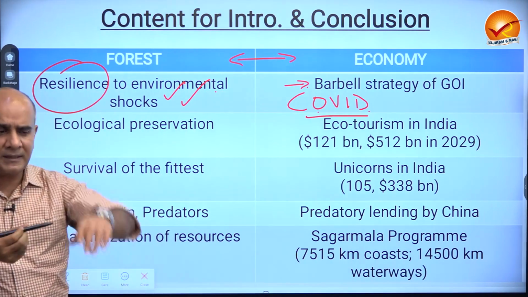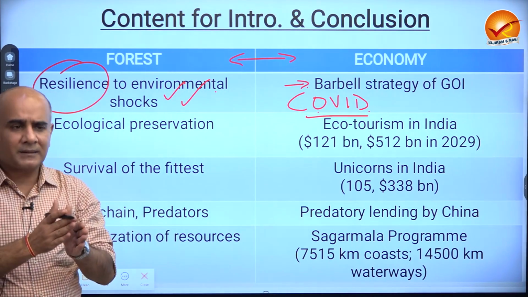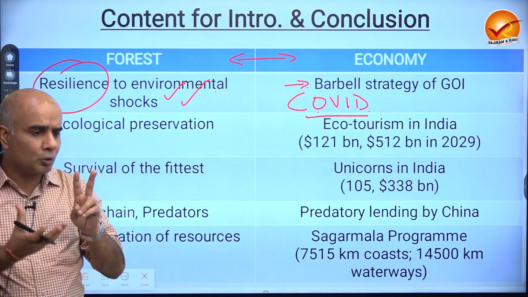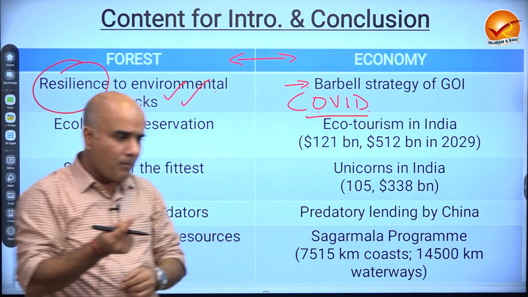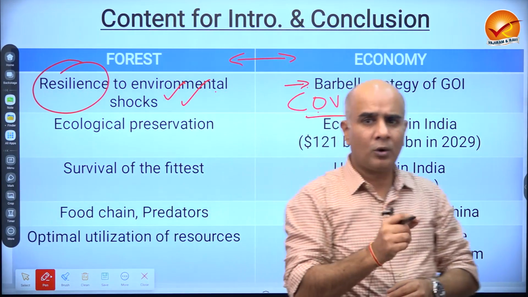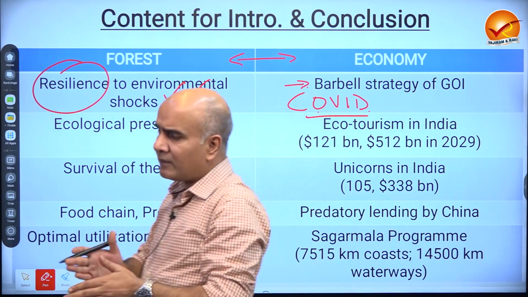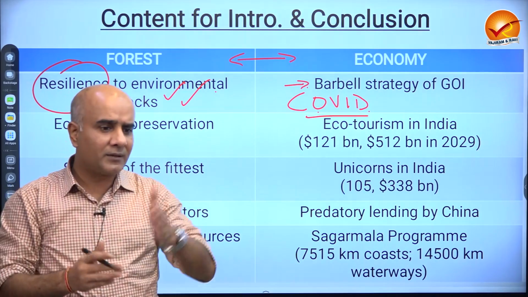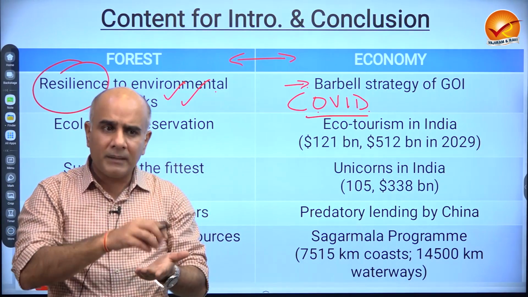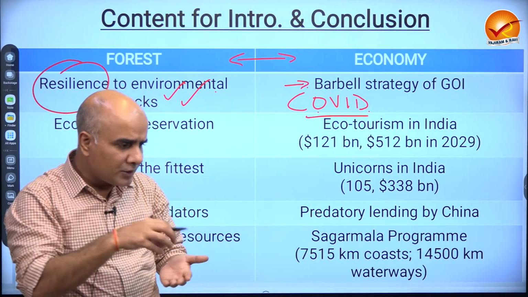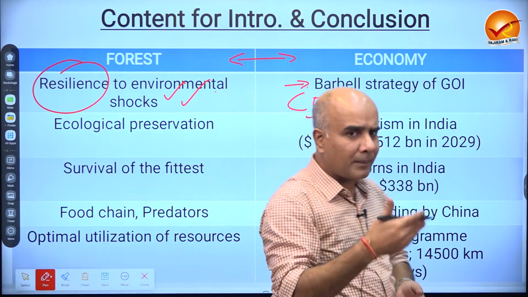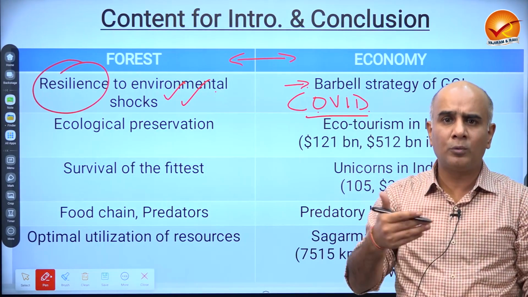What is a barbell strategy? Simultaneously, the government adopted two basic interventions. Number 1, we immediately imposed a very strict lockdown. Why did we do that? To ensure that we were able to save lives, prevent the transmission of the virus, and in the meantime, buy time to ensure that our healthcare systems could be ramped up, our facilities, our infrastructure could be improved.